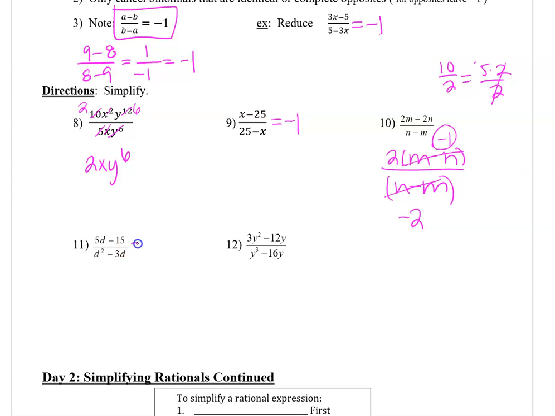Coming down to 11, again, I'm going to factor this. So I'm going to factor anywhere I can to see what it's made up of. I see the d minus 3's are the same, so I can cancel the d minus 3's, and that leaves me with 5 over d. And that's the general idea of simplifying. So we factor first when we can, and we then cancel like terms.